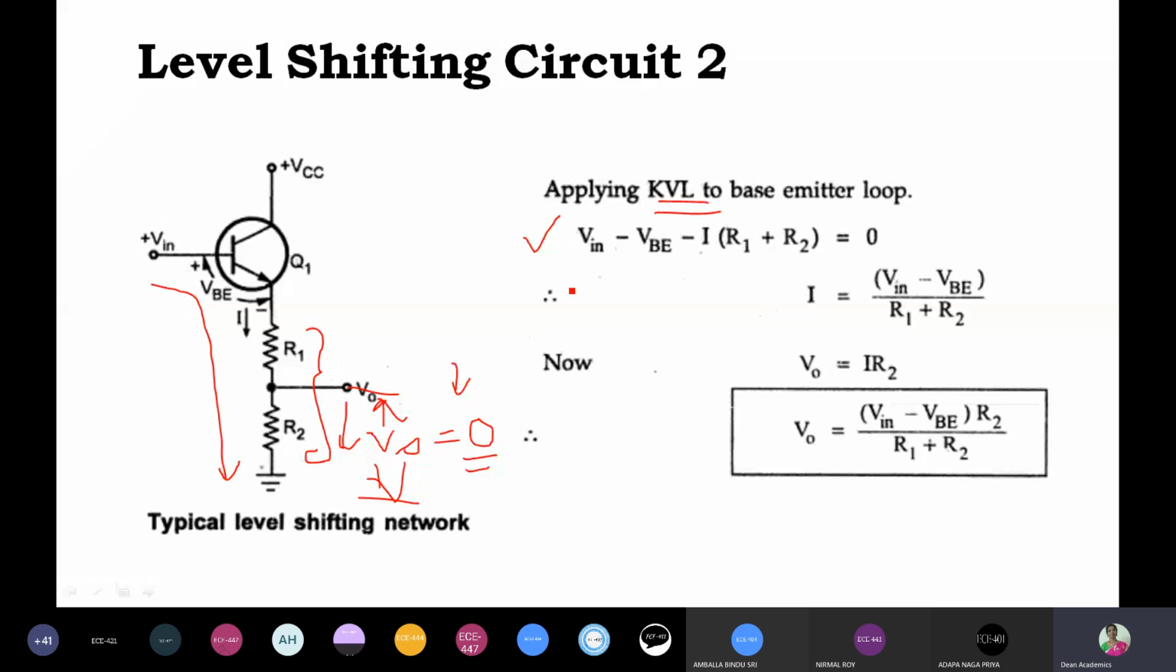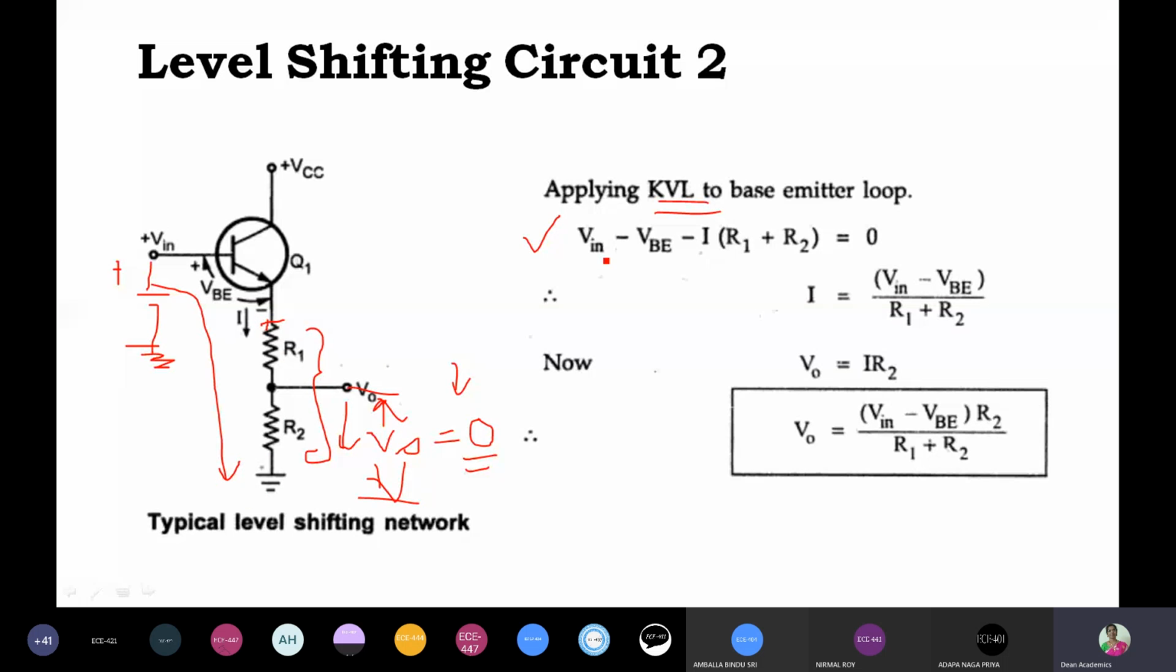The first step I have written is minus Vin. With respect to ground, we start here with minus, this is plus, and we end at this ground. That's why I write from here minus Vin plus VBE plus I into (R1 plus R2) equal to 0.